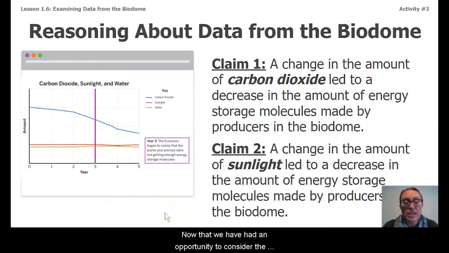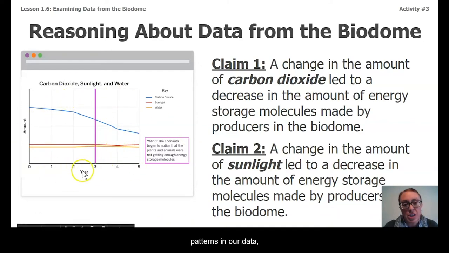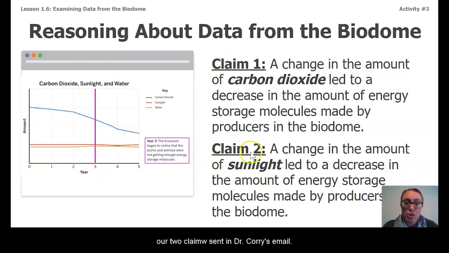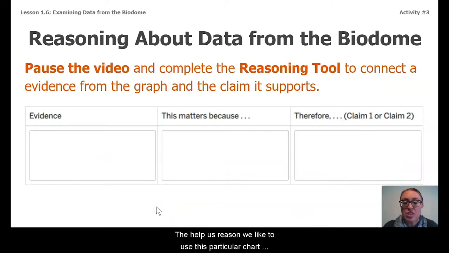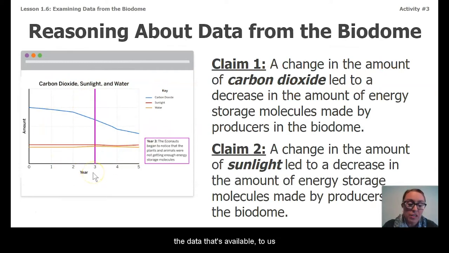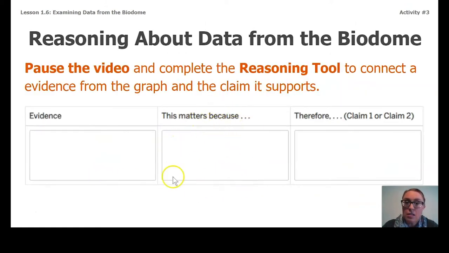Now that we have had an opportunity to consider the patterns in our data, we're going to reason about what those patterns mean for our two claims sent in Dr. Corey's email. To help us reason, we like to use this particular chart called a reasoning tool. And if you're familiar with Amplify, I'm sure you've seen this reasoning tool before, in a past unit. It always starts with the evidence, because as scientists, we don't just make up ideas. We consider the evidence that's available, the data that's available to us, and what that evidence means, and then connect it to an answer or to a claim.